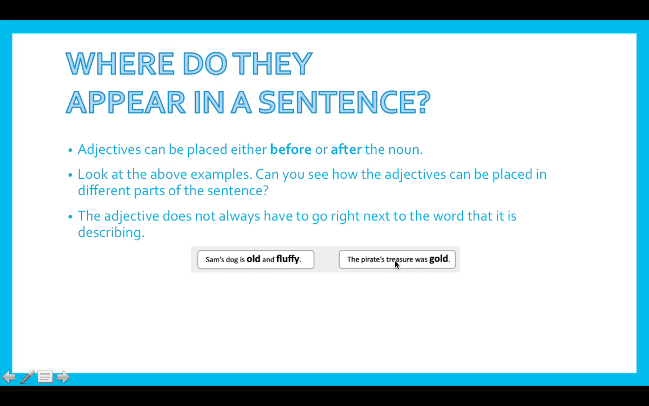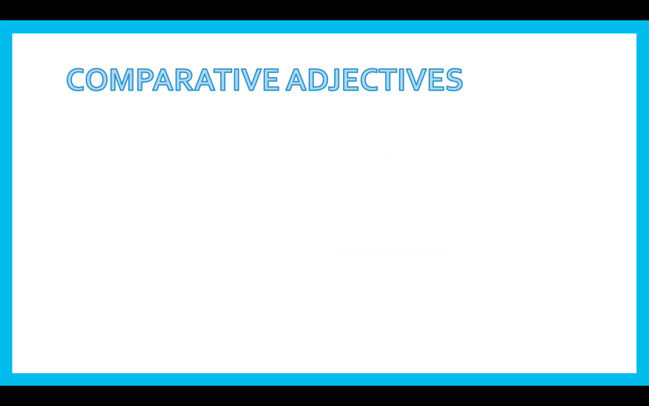The pirate's treasure was gold. Again, the noun is the treasure and the adjective describing the noun is gold, and again it's not right next to each other, okay? So the adjectives can appear anywhere in the sentence.